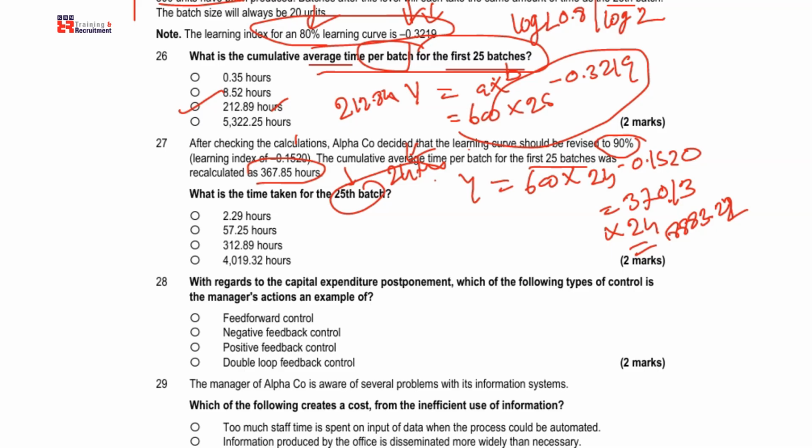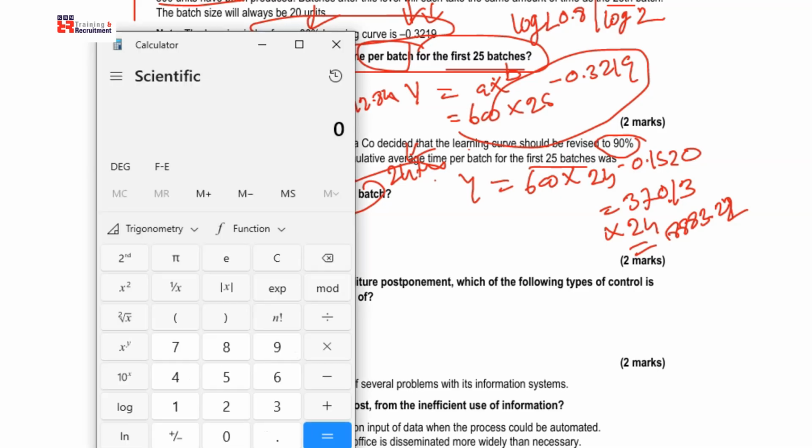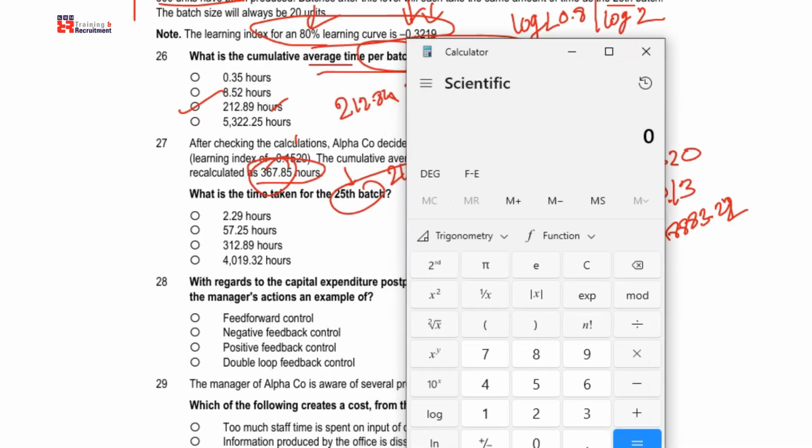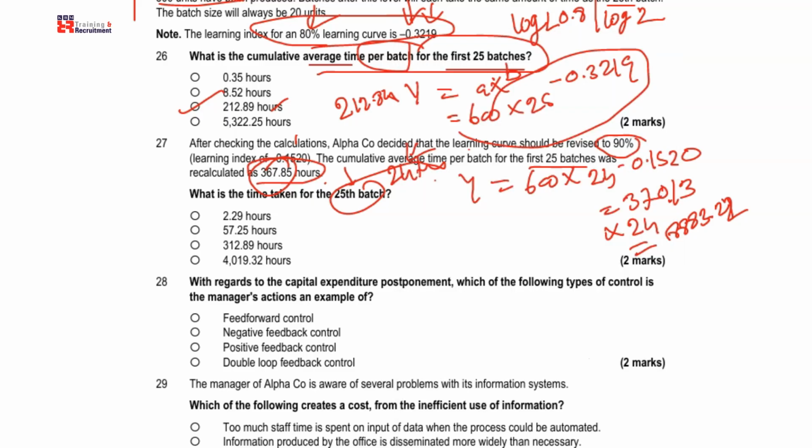And then the other one, for 25 batches, is given, which is 367.85. Taking that on my calculator, 367.85 times 25 gives 9196.25.